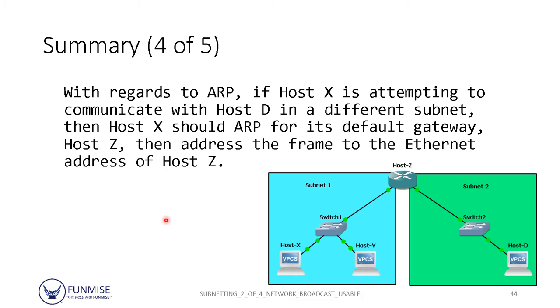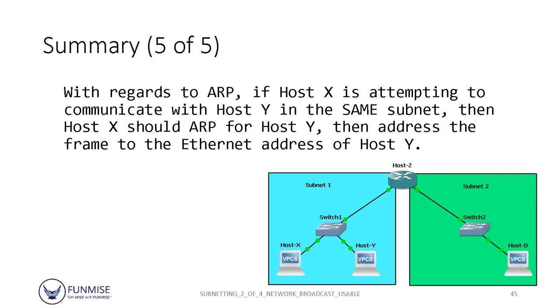With regards to ARP, if host X is attempting to communicate with host D in a different subnet, then host X should ARP for its default gateway, Z, then address the frame to the Ethernet address of Z. Summary 5. With regards to ARP, if host X is attempting to communicate with host Y in the same subnet, then host X should ARP for host Y, then address the frame to the Ethernet address of host Y, because it's in the same subnet.